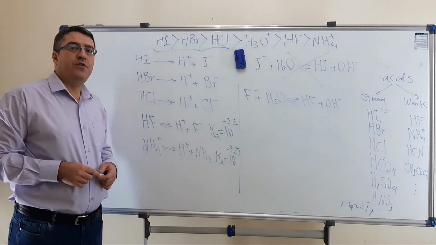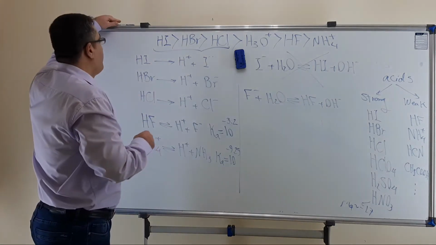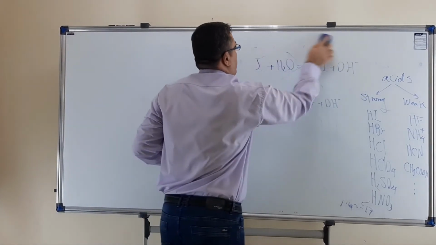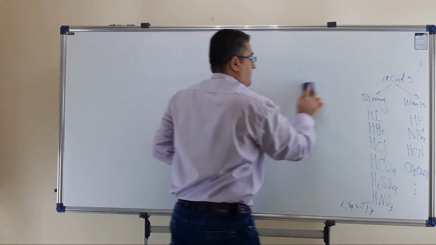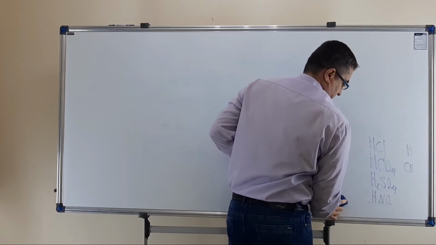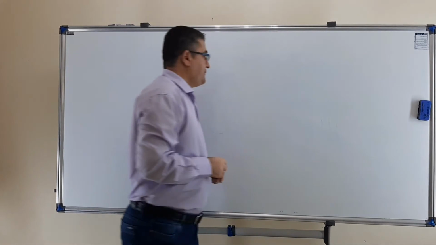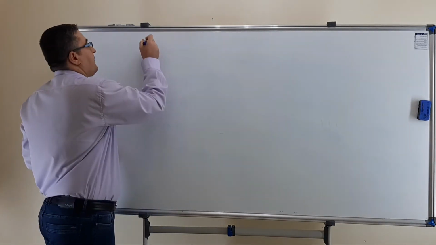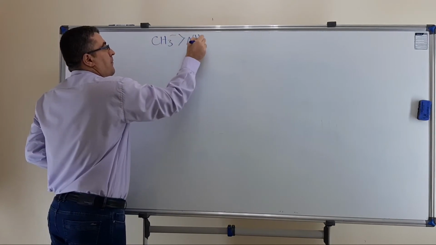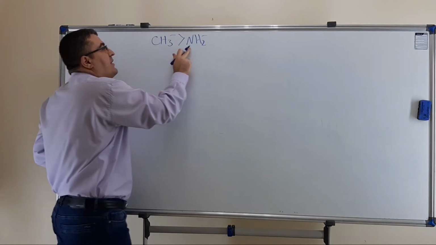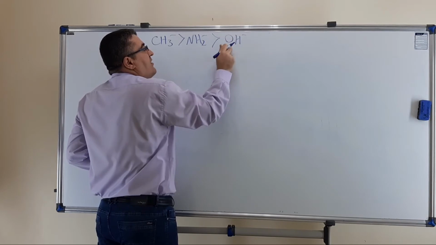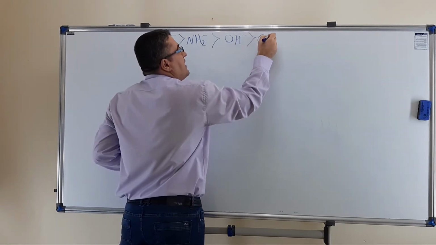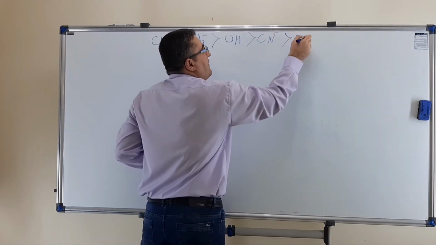We can consider a similar discussion for bases. Let's consider an example. In aqueous solutions, we have the following order of Brønsted basicities. Brønsted basicity of methanide anion is greater than that of the amide anion. It is greater than that of the hydroxide anion, the conjugate base of water. It's the leveling anion. It is greater than the cyanide anion, and it is greater than fluoride anion.